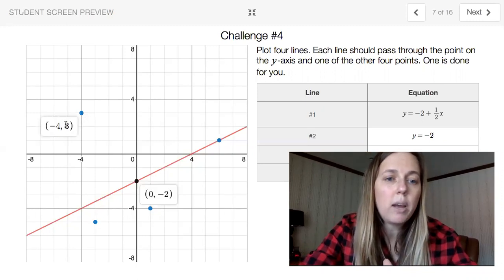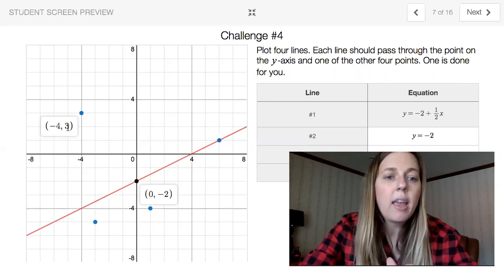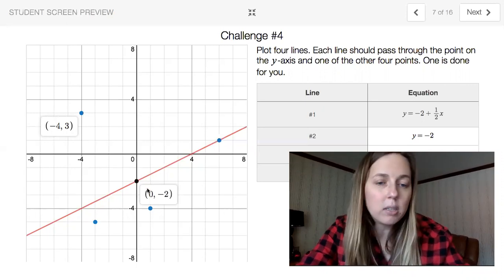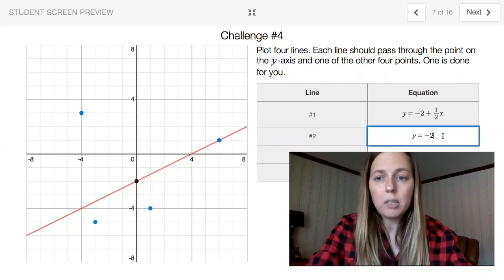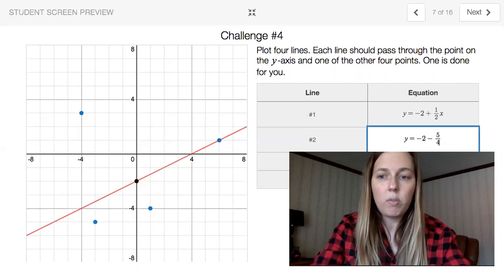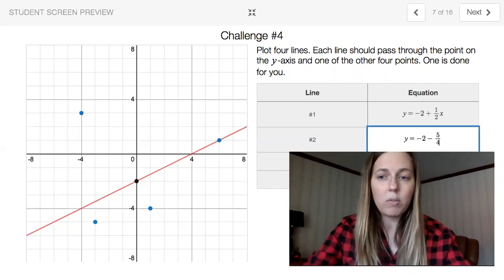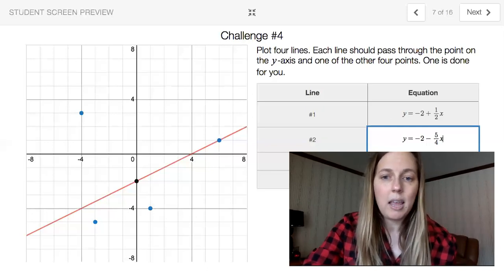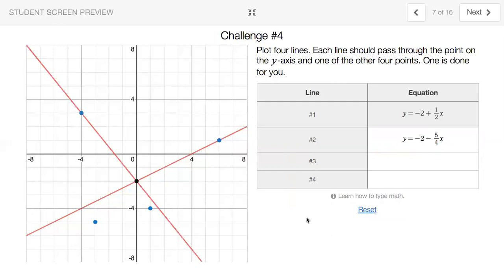So the change in y goes from 3 down to -2. That's down 3, 4, 5. And the change in x goes from -4 to 0, so that goes +4. So my slope is going to be going down 5 over 4, 5/4 every time, or down 5 for every 4 goes over, times x. And if I check my work, it should go straight through both of those points.